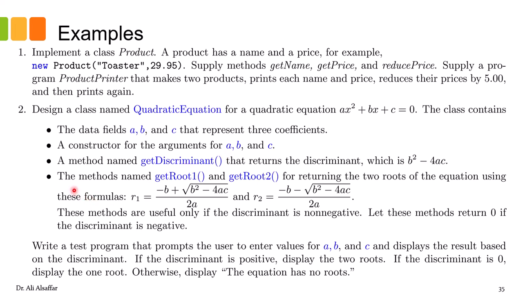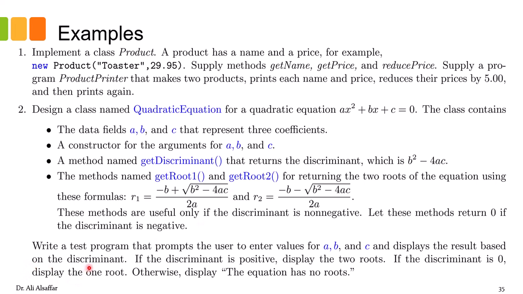Also, we need to define two methods, one that will give us the first root, and the second will give us the second root. And to calculate the first and second root, we use these two equations. So we have square roots, one with minus b plus the square root, and here we have minus. But this depends on the value of the discriminant. These methods are useful only if the discriminant is non-negative. Otherwise, we will have an imaginary solution. Let these methods return 0 if the discriminant is negative. So we will test the discriminant. If it is negative, then the roots will be equal to 0. Otherwise, each of them will return the root.